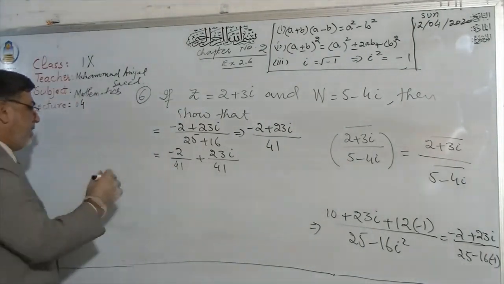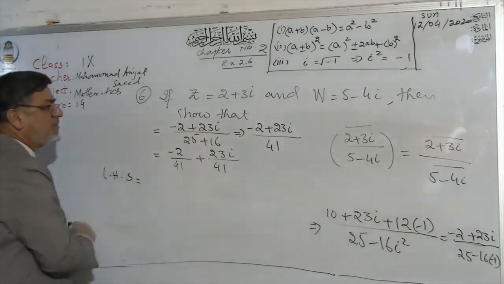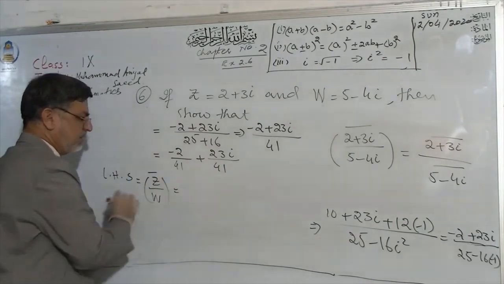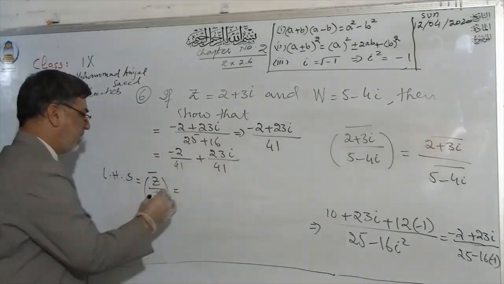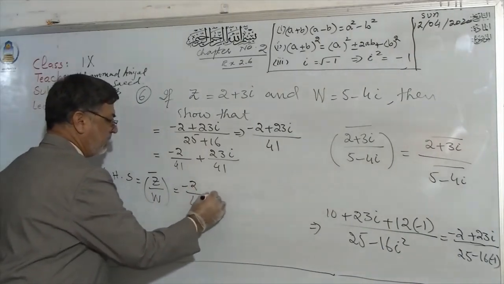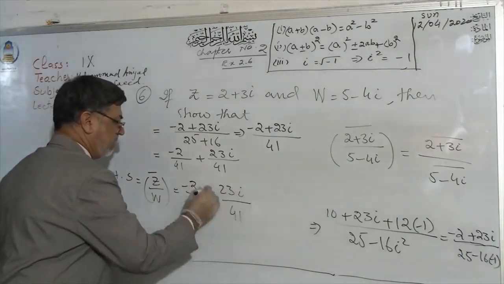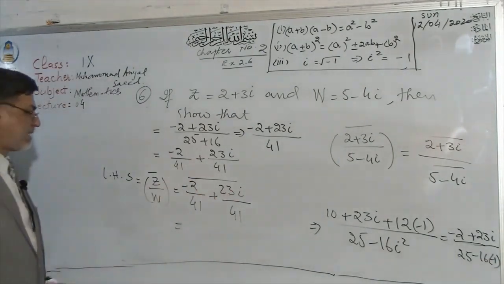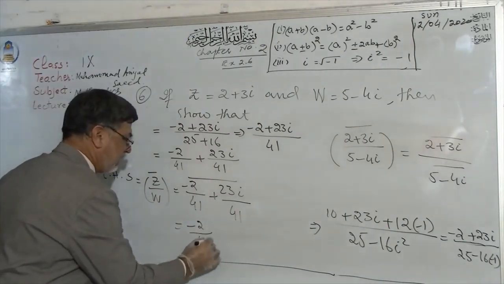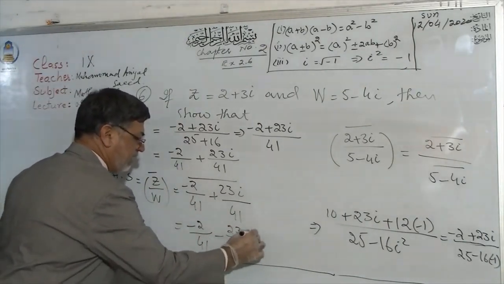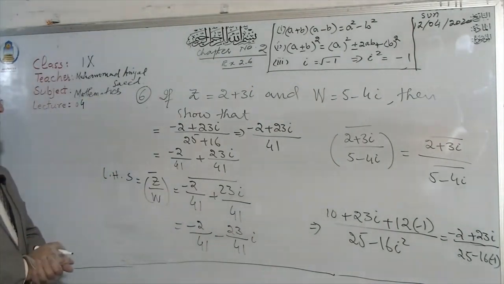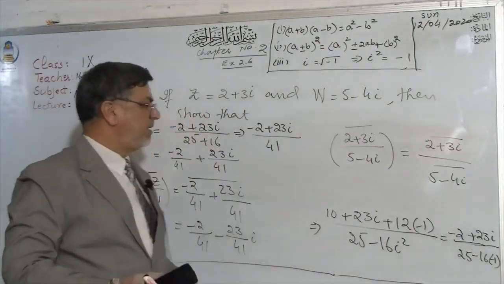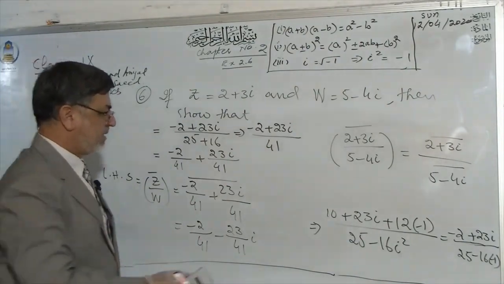Now you can write down left hand side. What will be Z over W whole bar? That is equal to (minus 2 over 41 plus 23 iota over 41) bar. Remember that when you apply the bar here, before iota you will change the sign. Here is minus 2 over 41 minus 23 over 41 iota. This is your left hand side. After that, we will take right hand side and then simplify to get this answer.